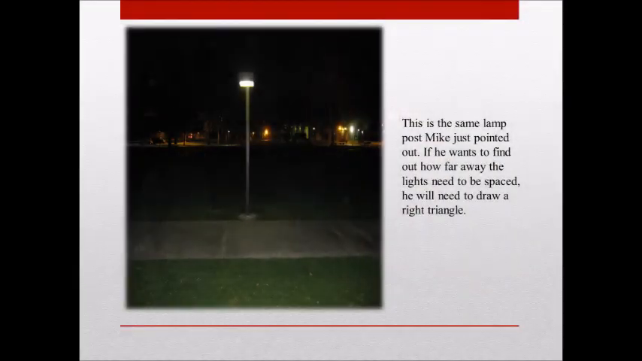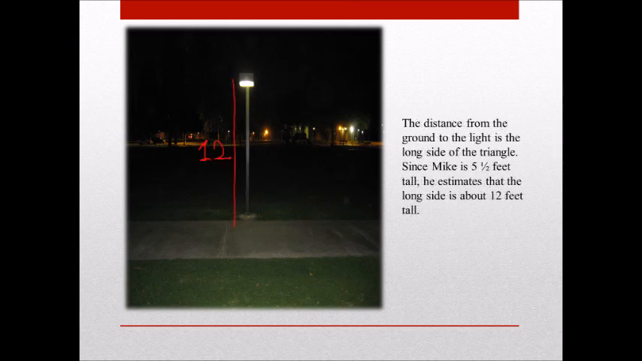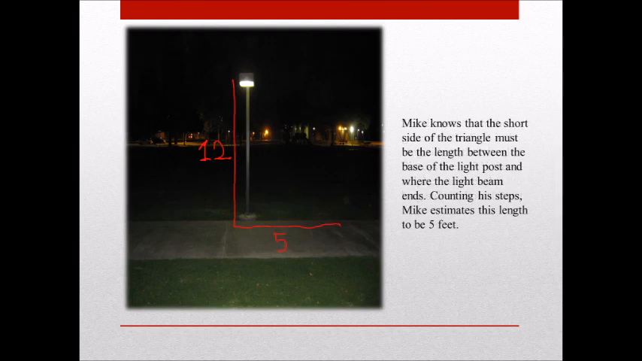Yeah. Alright. This is the same lamppost Mike just pointed out. If he wants to find out how far away the lights need to be spaced, he'll need to draw a right triangle. The distance from the ground to the light is the long side of the triangle. Since Mike is 5.5 feet tall, he estimates that the long side is about 12 feet tall. Mike knows that the short side of the triangle must be the length between the base of the light post and where the light beam ends. Counting his steps, Mike estimates this length to be 5 feet.